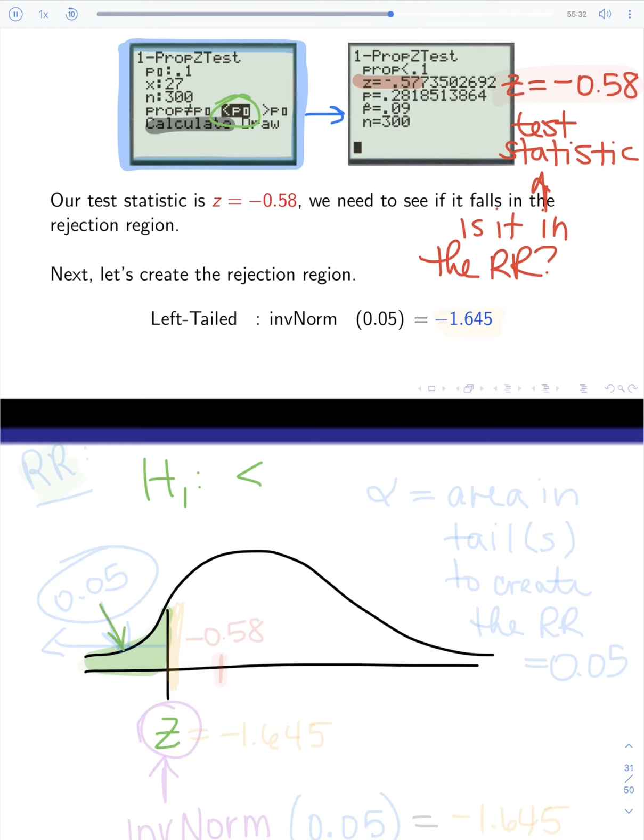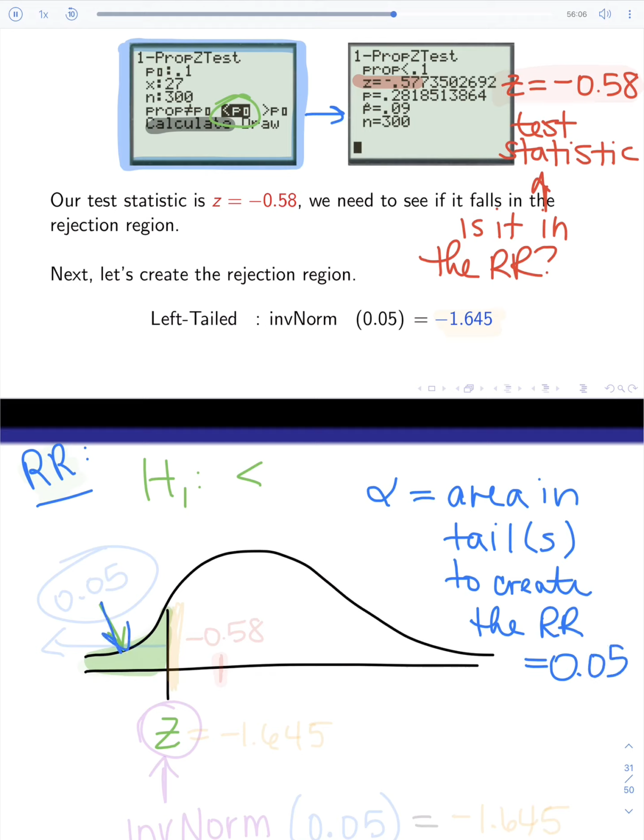Well, that means I need the area that's going to go in that tail. When you're making a rejection region, the area that goes in the tail or tails is going to be your alpha. Alpha is the area in the tail, or if it's two-tailed, both tails, to create the rejection region. Well, if you go back to the original problem, the alpha was 0.05. So that's going to be the area in this left tail here.